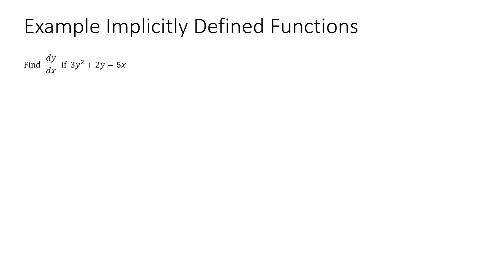Example on implicitly defined functions. Find dy by dx if 3y squared plus 2y is equal to 5x. So to find dy by dx, here I'm going to find the derivative of each term.